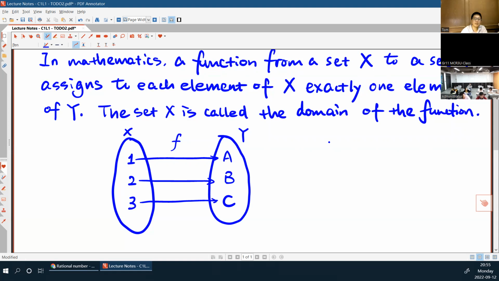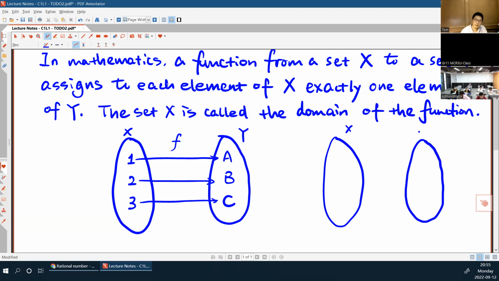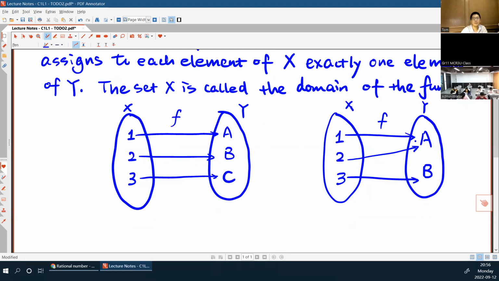And of course, there is another type of mapping. We can also have a mapping like this. For example, again, a set x and a set y. So this time we have three elements in x, but only two elements in y. And element 1 in x is mapped to A. Element 2 in x is also mapped to A. And this is also called a function because for any given element in x, there is only one element in y that corresponds to the given element in x. So this is also a function, right?